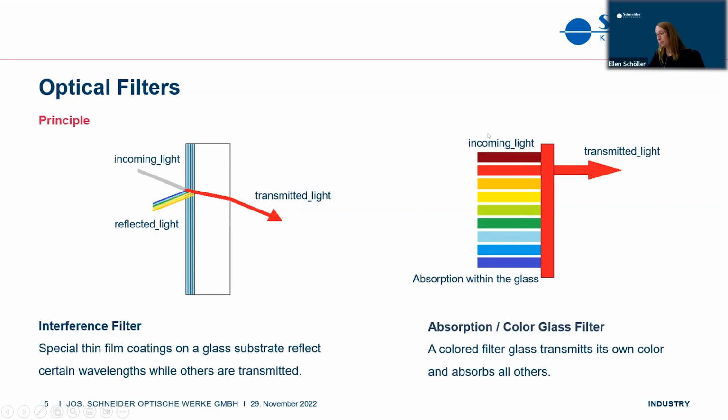And the other way a filter can work is an absorption filter, which is normally a colored glass, no thin film coatings here, just a color glass. And also we have a lot of wavelengths coming in, like white light, containing all the colors, and only one wavelength is able to pass these filters. So the result behind is the same, but with an interference filter, the unwanted light is reflected, and with an absorption or colored filter, the unwanted light is absorbed. So this is the difference, but the result is the same.